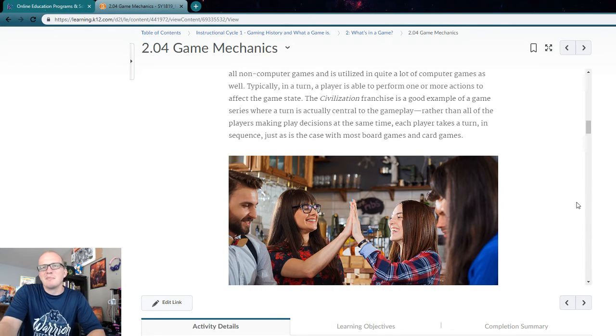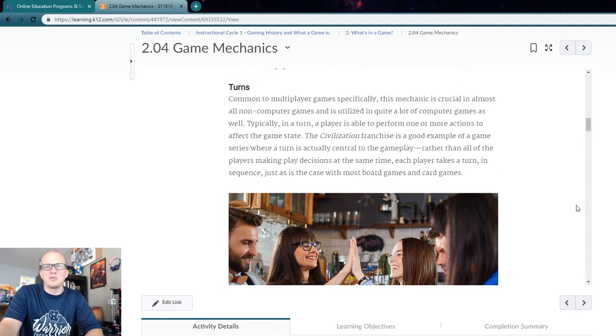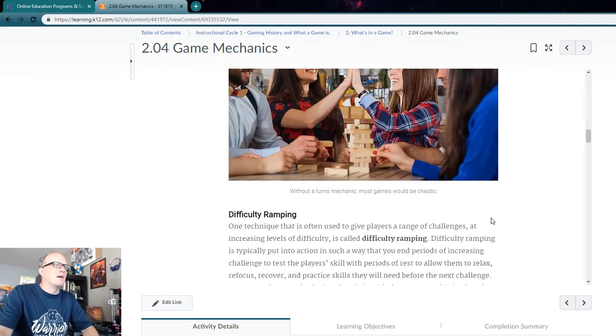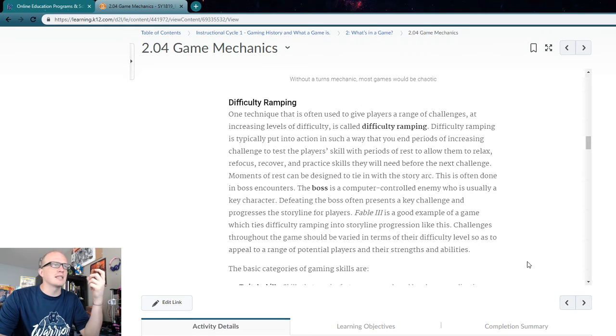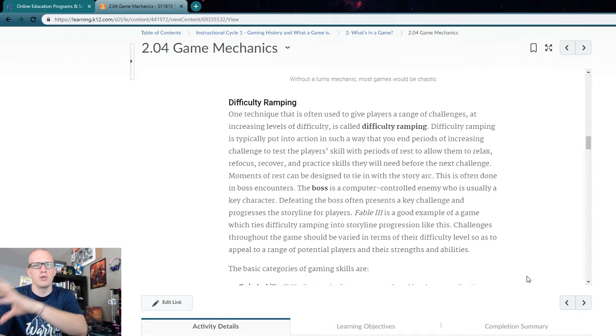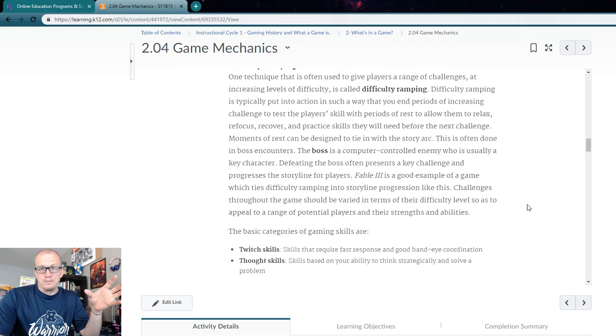So anyway, some of this stuff I'm going to get on a soapbox about because I'm pretty passionate about game design. So things like turns, difficulty ramping. This whole section is really good on difficulty ramping, and I think you should read it in detail, but also go out and do your own research about it. Difficulty ramping is important. If you played Mario and every single level was like the first level, it goes back to that whole thing of challenge, and it's not going to be fun. It's going to get boring really quick.